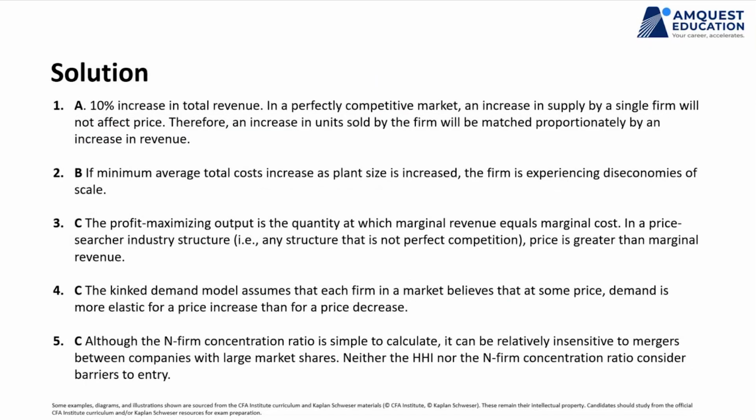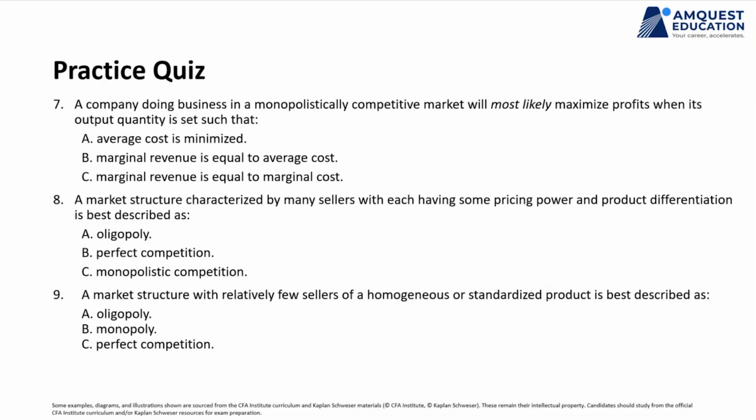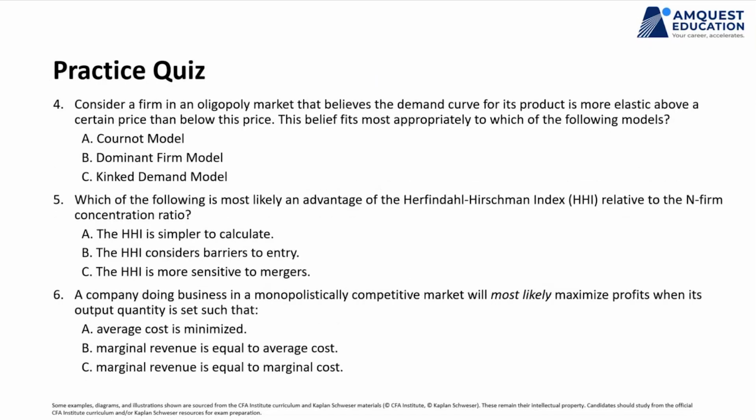4, 5, 6. Yes, it's A, B, C. Okay, now let's go to the next one. Consider a firm in an oligopoly market that believes the demand curve is more elastic above a price than below the price. So which model is it? More elastic above a price than below a price. It is the kinked demand curve model, right?